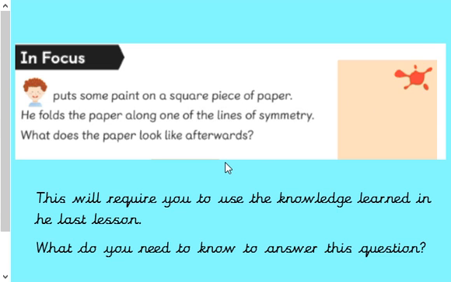Okay, I think what's really important here, I'm hoping you're agreeing with me, the statement says he folds the paper along one of the lines of symmetry. What does the paper look like afterwards? Well, the key piece of information we need to answer this question is where the line of symmetry is. Is it a vertical line of symmetry? Is it a horizontal line of symmetry? Is it a diagonal line of symmetry? You can't really answer this question until you're given the line of symmetry.